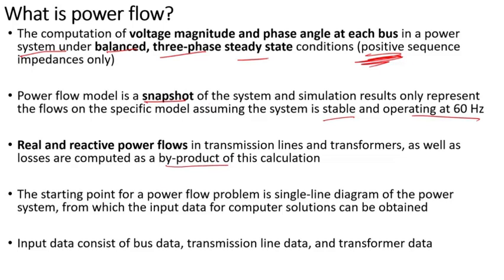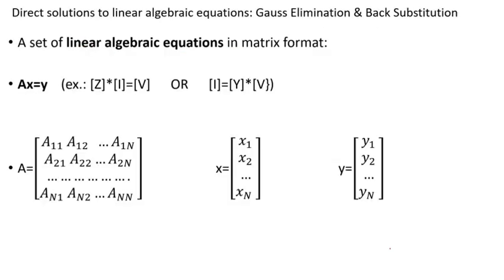The starting point of a power flow is typically a single line diagram that shows the system topology, like what's connected to what, and if there's anything in parallel, like how many transformers you have connected between buses, from which input data for computer solutions can be obtained. Input data consists of bus data, voltage, other things like the rated voltage, transmission line data such as resistance, reactance, capacitive susceptance, and transformer data, impedance, ratings, and so on and so forth.